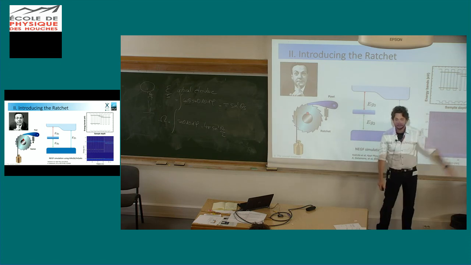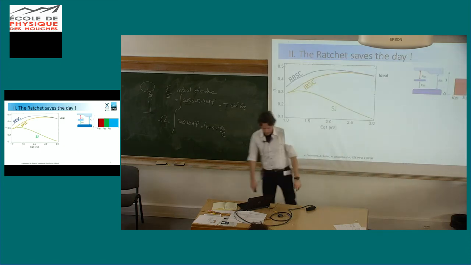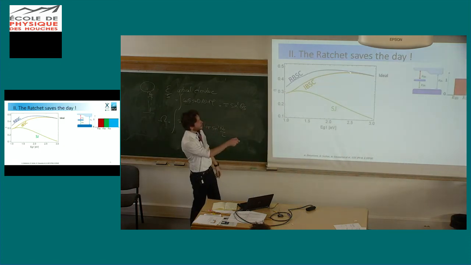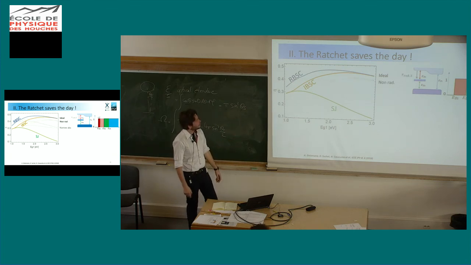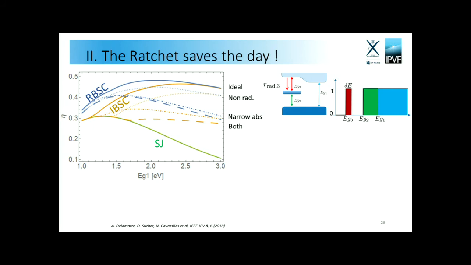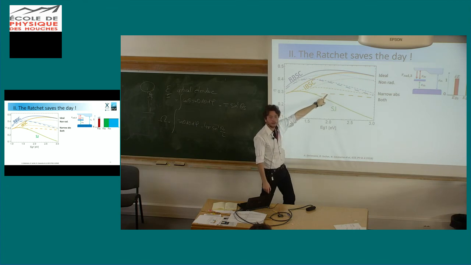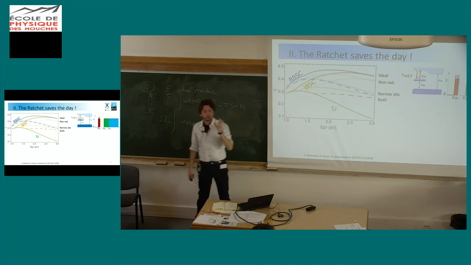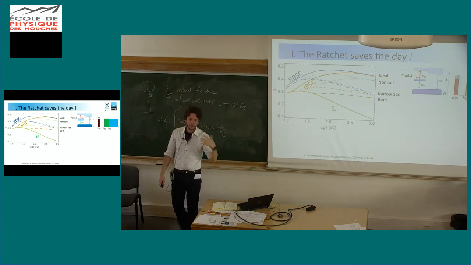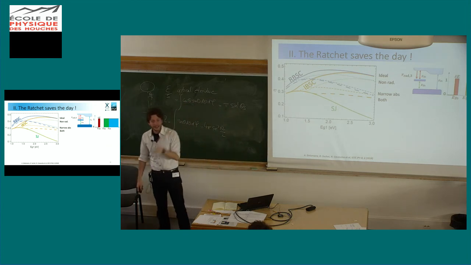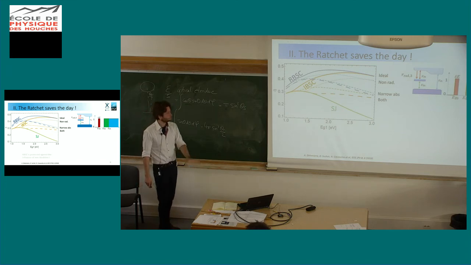Now, if I do the same calculations here, the ratchet works a little bit better than the IBSC in the ideal case. But now if I include the non-idealities which I had before, you see that the ratchet remains up here when the IBSC had decreased below the Shockley-Queisser maximum. So introducing this ratchet is not so much a way to win in terms of efficiency, it's a way to win in resilience of the system.